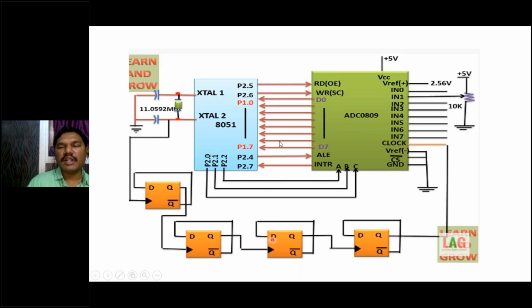Now this 8051 and this ADC0809 need some clock, so the clock is connected by a common clock, and this is the clock generator circuit, which will be designed with the help of flip-flops. You know that applications of flip-flops are nothing but registers and counters.